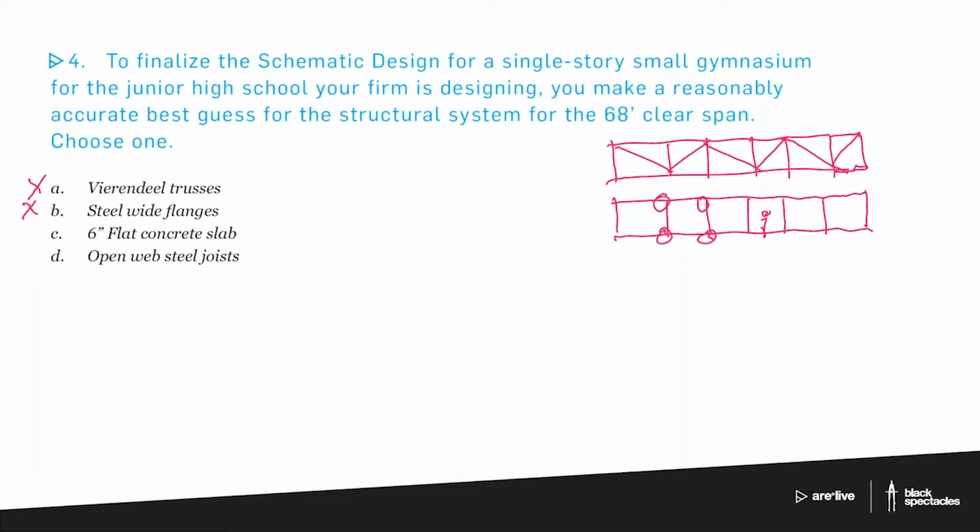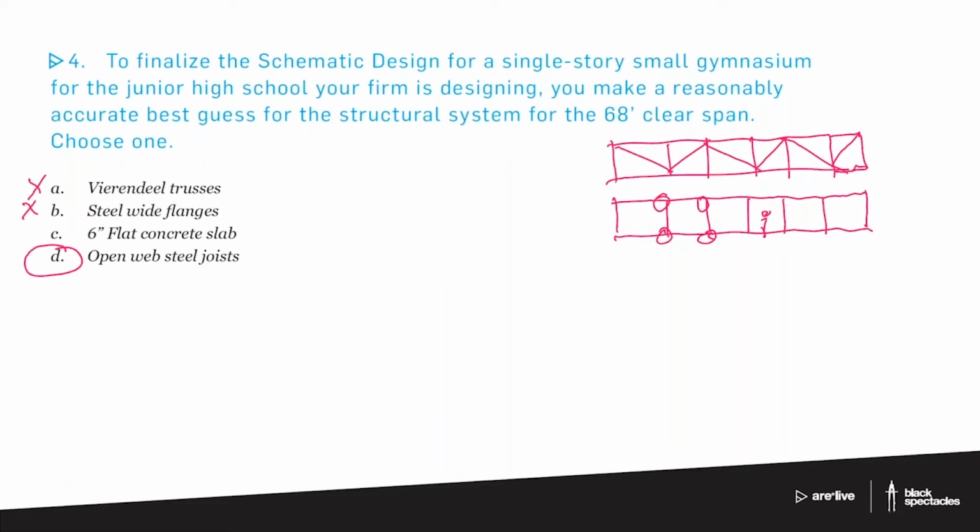So then the last two are 6-inch flat concrete slab. It'd be hard to span 68 feet in a 6-inch slab. It could if we had it as a curve, like the ones that Candela and Nervi and people like that used to do. But a classic flat concrete slab, 6 inches, 68 feet, you'd have to have an awful lot of rebar in there. And even with that, I don't think that would really work. So the answer we're going to talk about here is open web steel joists.